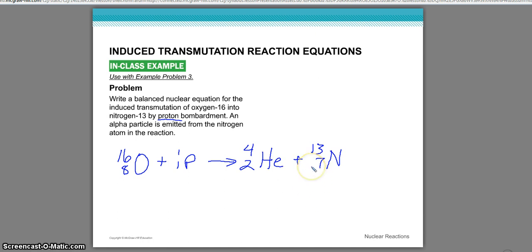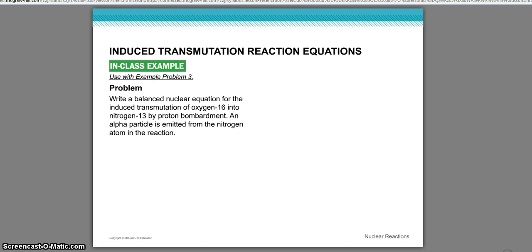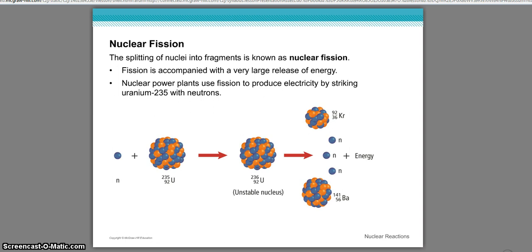All right, now, when is induced transmutation useful? Why would we want to use it? Well, we want to use it in a process called nuclear fission. And nuclear fission is how you can produce a whole lot of energy using these radioactive materials. And so fission is the process of splitting a nucleus into fragments. Fission means splitting. And fission is accompanied by a very large release of energy. So it's what's used in nuclear power plants to make energy. It's also what's used in nuclear bombs to produce energy. It all just depends on how the process is controlled.